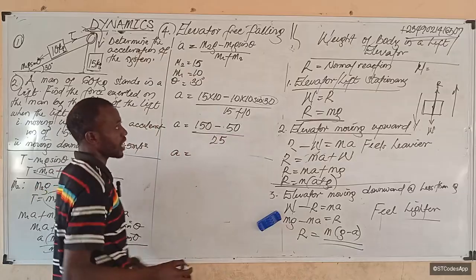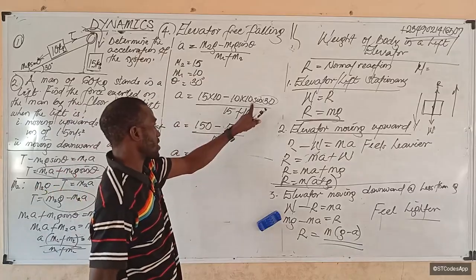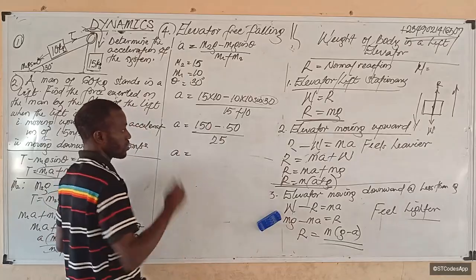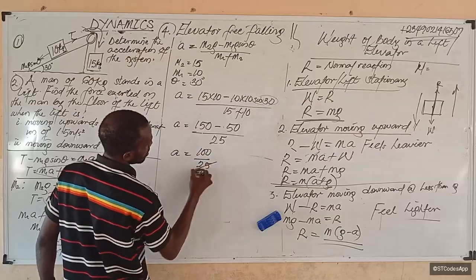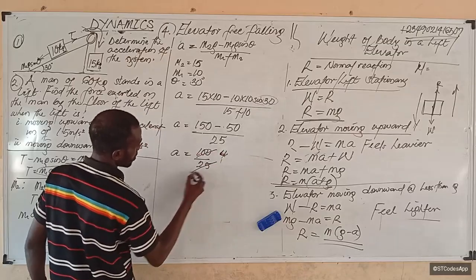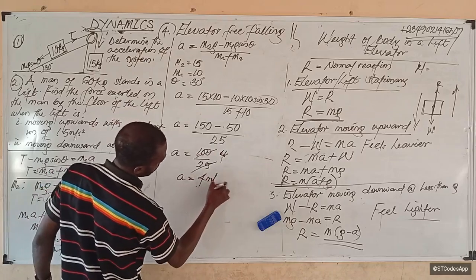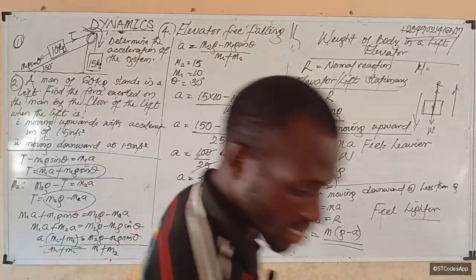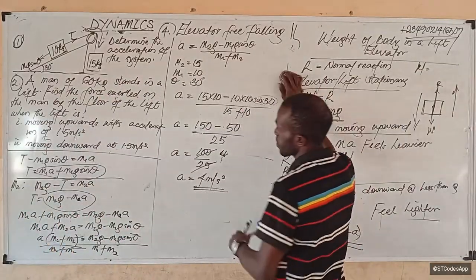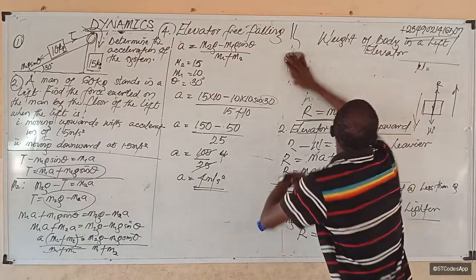So A becomes, I hope you are getting me, half of 10 is 5 times 10, 50. We have this minus this is 100 over 25. Here 1, here 4. So A, acceleration, becomes 4 meters per second squared. Is it clear? Then for the second question.